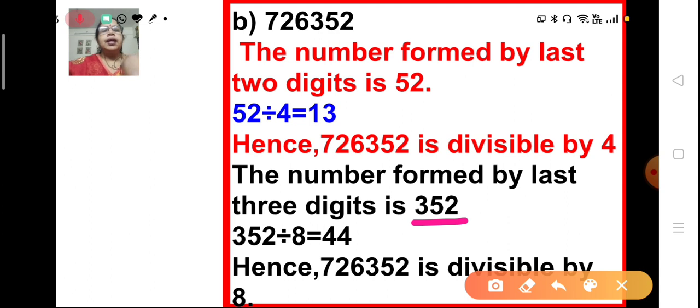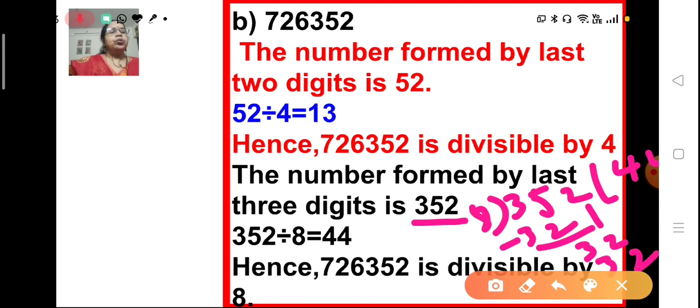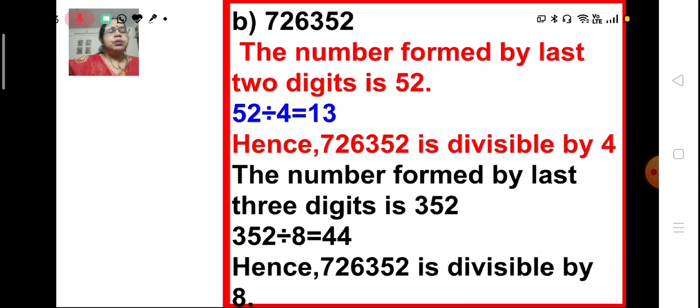We can take it here, 352 by 8, isn't it? It is 4 times 32. 35 minus 32, we get 3 here, and when we take 2, again it is 8. 4 times 8 is 32. So this number is divisible. 352 is divisible by 8. So the number 7,26,352 is also divisible by 8.